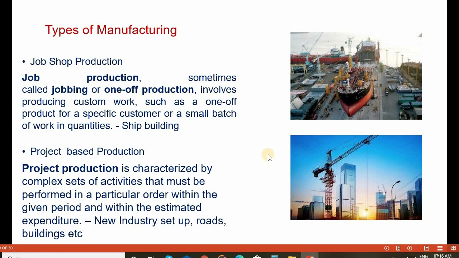Another one is project production. Project production is characterized by a complex set of activities that must be performed in a particular order within the given time period and within the estimated expenditure. The particular set of activities, the particular target, must be performed in a particular order within the given time and estimated cost. So it's called project production. For example, new industry setup or new construction of roads and buildings and so on.